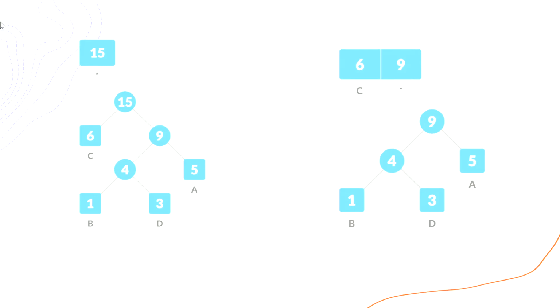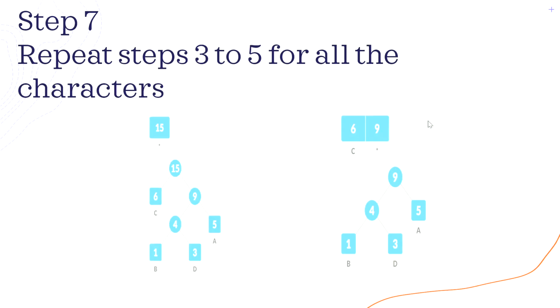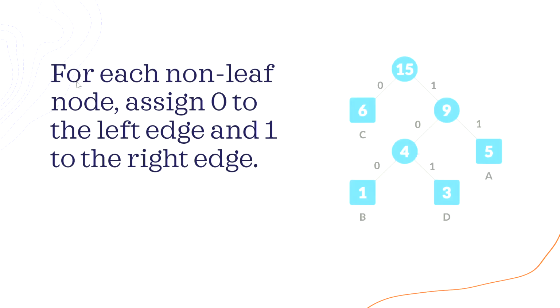See, 6, 9, 15, 4, 5, 9, 1, 3, 4, 5, 4, 9, 1, 3, 4. Again, the same thing with the images. Now, for each non-leaf node, assign 0 to the left edge, this one is left, and 1 to the right edge, this one is right. Just understand by your left hand and right hand: assign 0 to the left side and 1 to the right side.